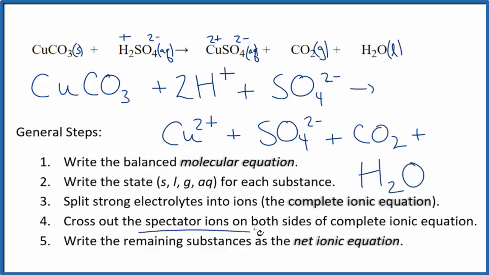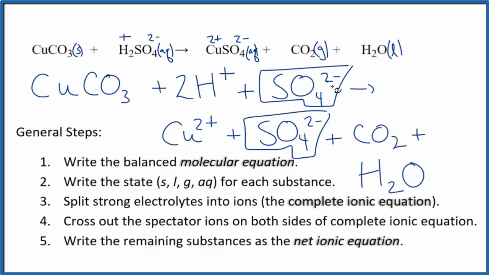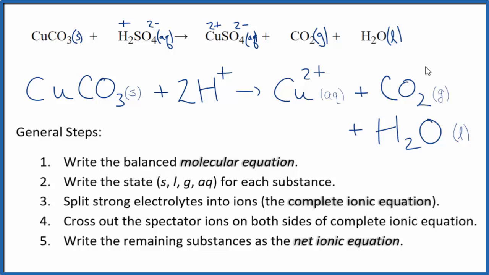Now we can cross out the spectator ions. They're on both sides. So we have our reactants here and then our products. I can see I have a sulfate ion here in the reactants and in the products. So that's a spectator ion. I'm going to cross that out. And that's the only thing that's the same on both sides. So this is our net ionic equation for CuCO3 plus H2SO4. Let me clean it up and add the states in, and we'll have our net ionic equation.